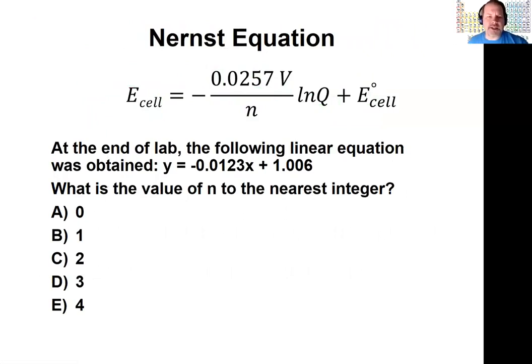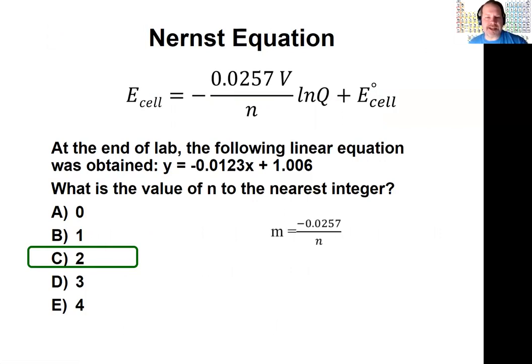Let's say you got the following linear equation by fitting the data to a line: y equals negative 0.0123 x plus 1.006. The negative 0.0123 is related to the negative 0.0257 divided by n, and I already clicked and got the answer already. So why is it 2? How can we calculate that n is 2?